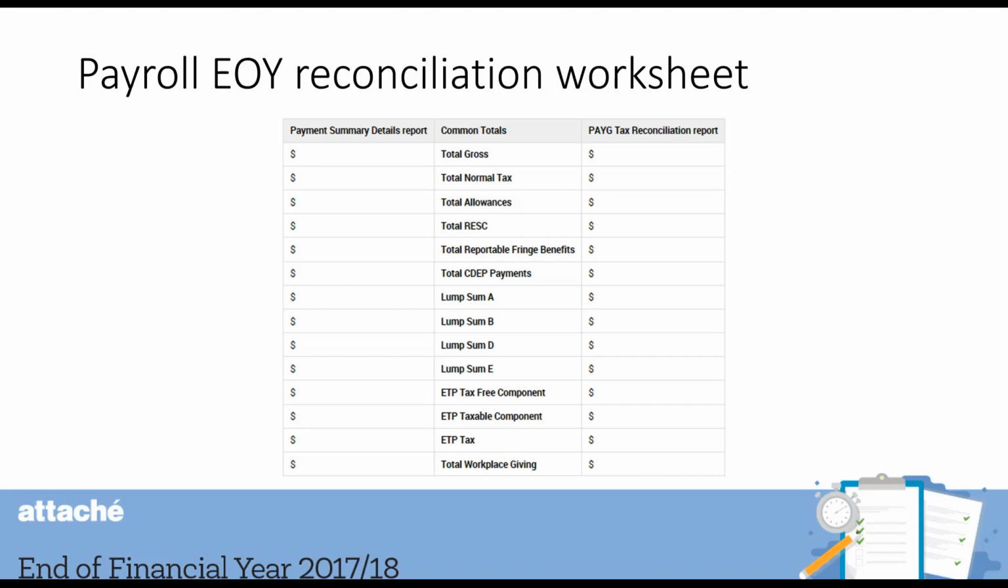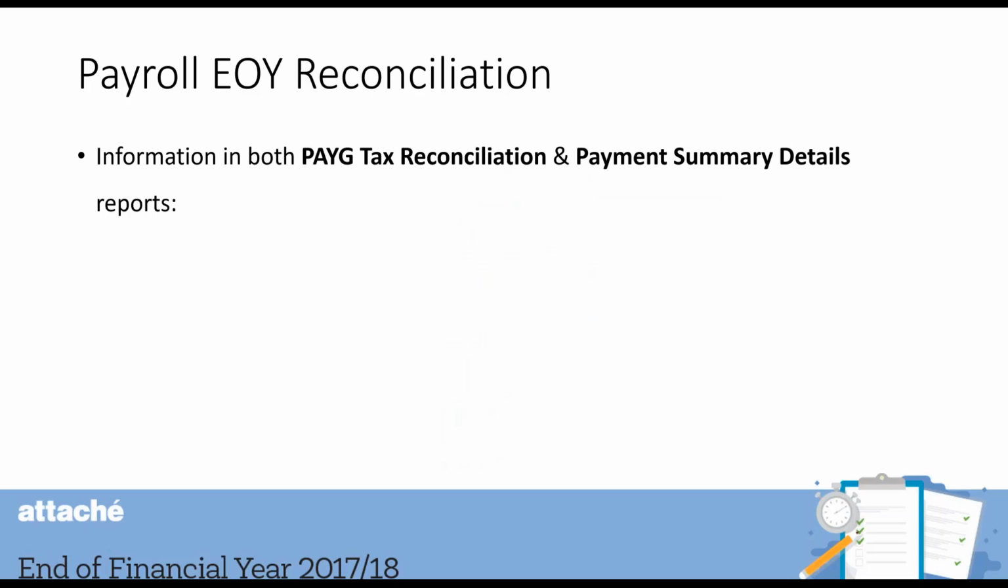Now, this can be printed from the Help Centre, and using the information from the Pay-as-you-go Tax Reconciliation Report and the Payment Summary Details Report, you can check your payroll is in balance. It is important that the data is correct and any discrepancies are understood and corrected where required. So what we're going to look at now is information that appears in both your Pay-as-you-go Tax Reconciliation Report and the Payment Summary Details Report.